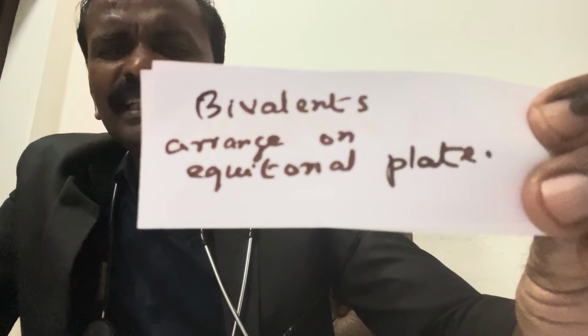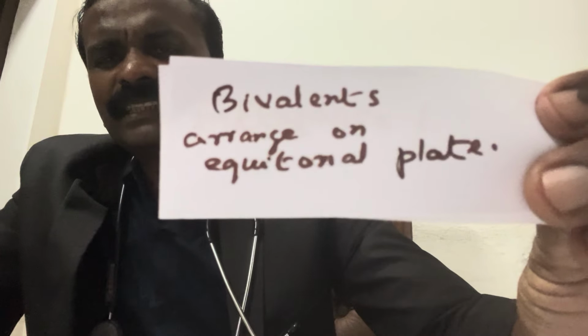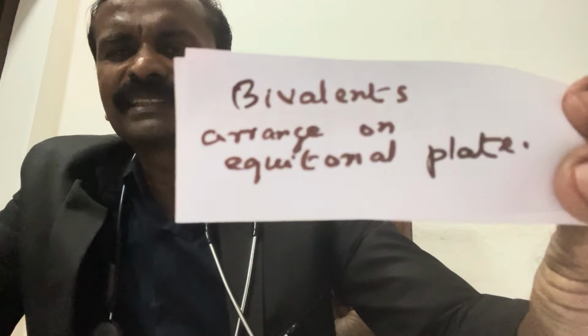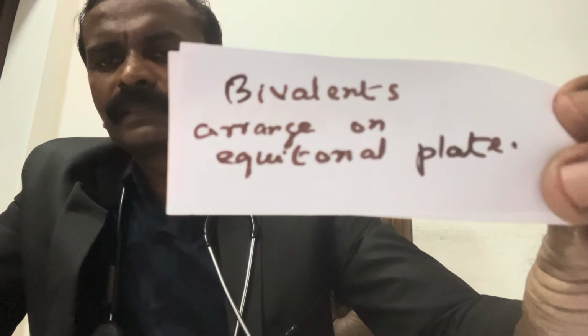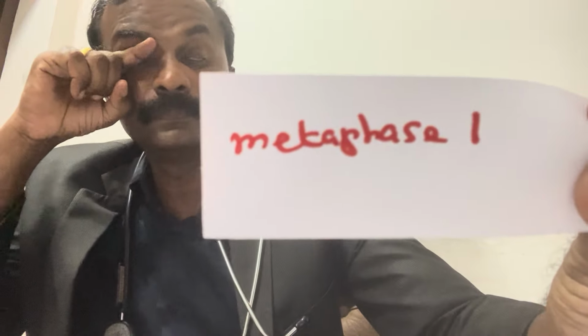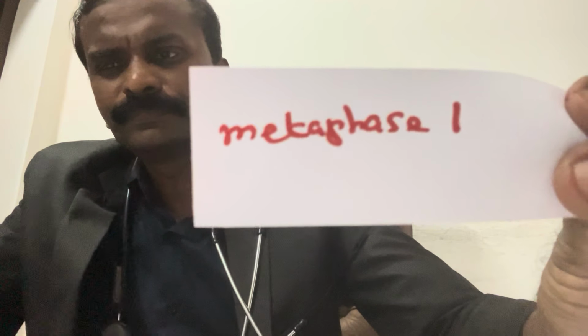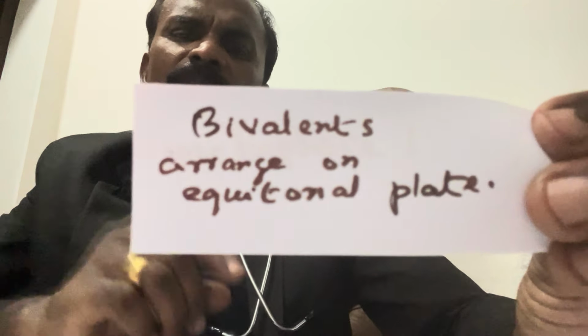Bivalents arranged in the equatorial plate. Which phase? Metaphase 1. Don't forget the question, okay? Bivalents arranged in the equatorial plate: metaphase 1.